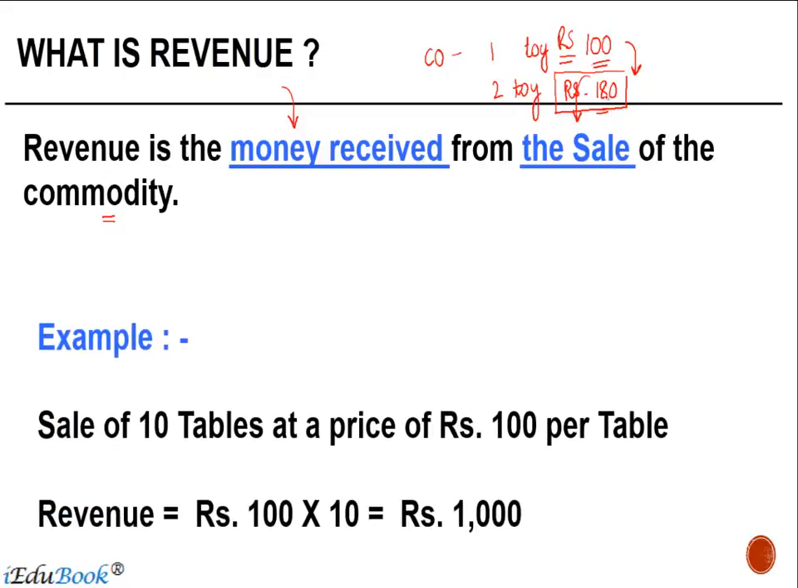As an example, if there is a sale of 10 tables at a price of rupees 100 per table, how much revenue do you get? You get revenue per table, which is 100, multiplied by the number of tables, which is 10, which gives you an answer of 1000. So 1000 is the revenue of the company which you are looking at.